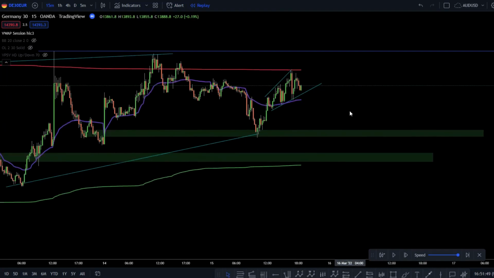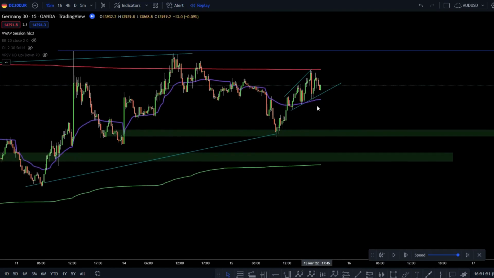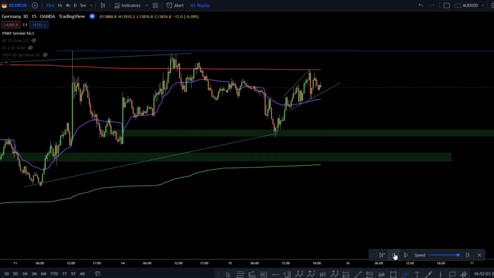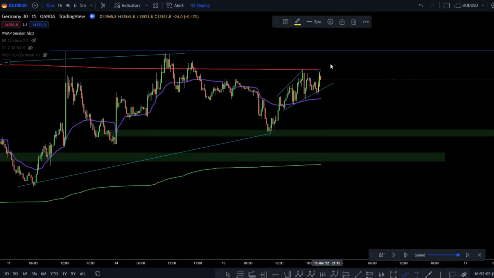So the structure is telling us the pattern of the buyers and the sellers, the demand and supply. Buyers are holding prices higher. Then now price is coming down again, possibly trying to push the price down, but they couldn't. Right back up.